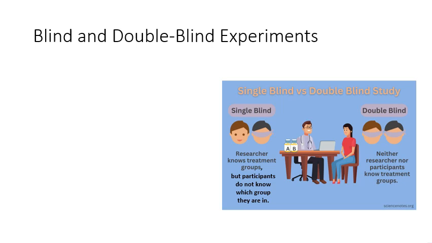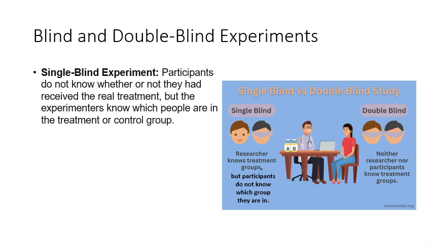So blind and double-blind experiments look like this. So single-blind experiments, participants don't know whether or not they received the real treatment, but the experimenters know. So in this example, on the left-hand side of the image, we can see this brown-haired guy is the experimenter, and the other guy is the participant, and the participant is blind to what condition they're in. They're not literally blindfolded. It just means they don't know whether they're getting the real or the fake treatment. And that prevents biased responses like the placebo effect.